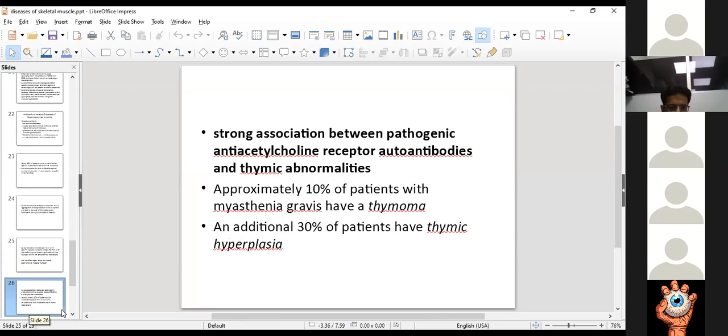There is a strong association between pathogenic anti-acetylcholine receptor autoantibodies and thymic abnormalities. So there's a very strong association with thymomas, so much so that therapeutic intervention, removing the thymoma or removing the hyperplastic thymus gland, will result in remission or the disease being controlled. That is a very viable therapeutic option in patients with myasthenia gravis.